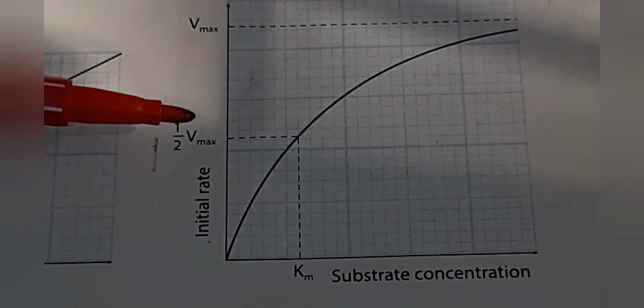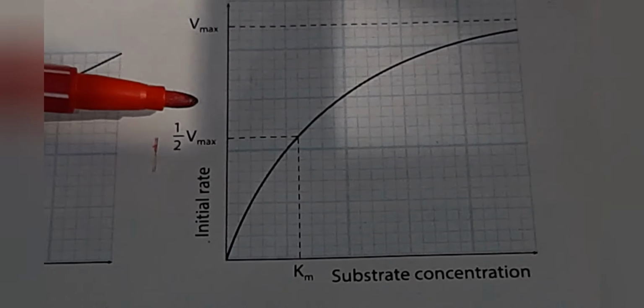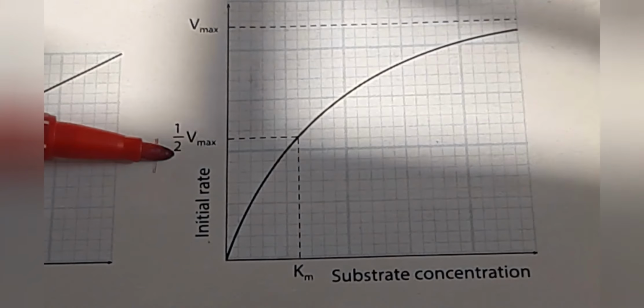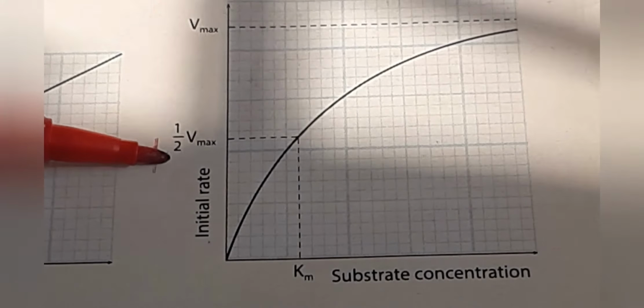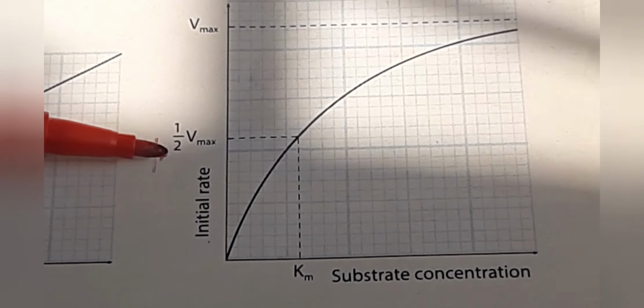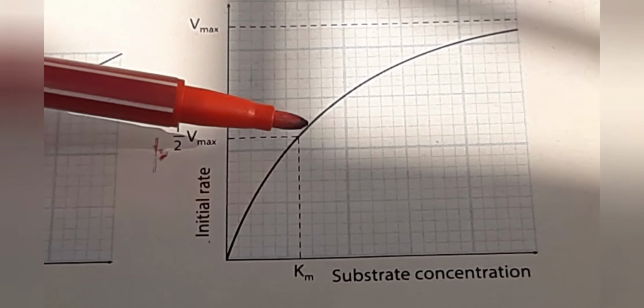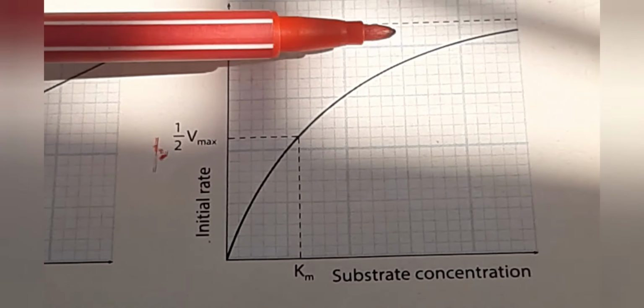So the Michaelis-Menten constant is the substrate concentration at which an enzyme works at half its maximum rate, that is half Vmax, and it is used as a measure of the efficiency of an enzyme. That is, the lower the value of Km, the more efficient the enzyme.